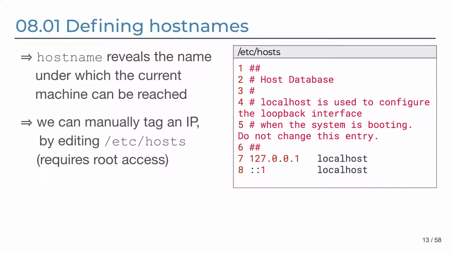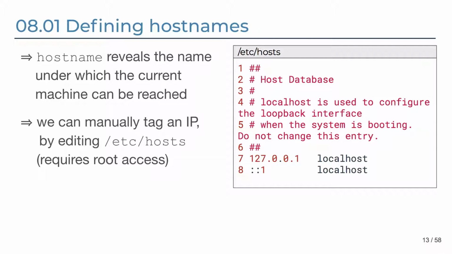One of the famous host names that you frequently encounter when you read about how to set up a web server is localhost. Localhost in the end is nothing else than a tag for the special IP 127.0.0.1. And the lookup for this is stored in this file here.